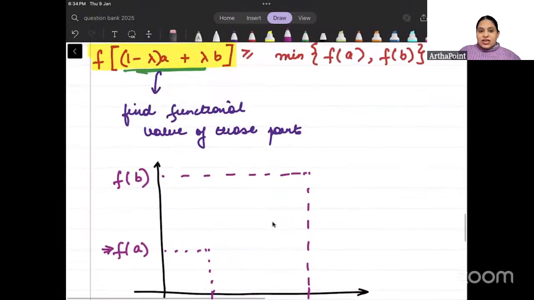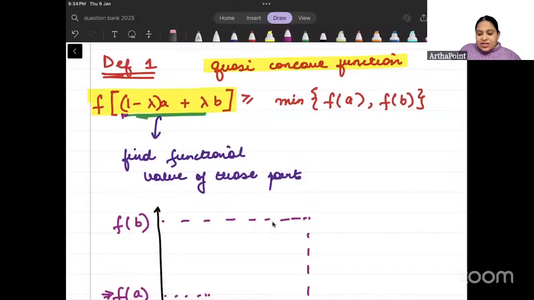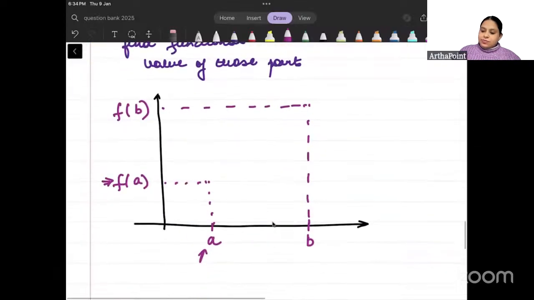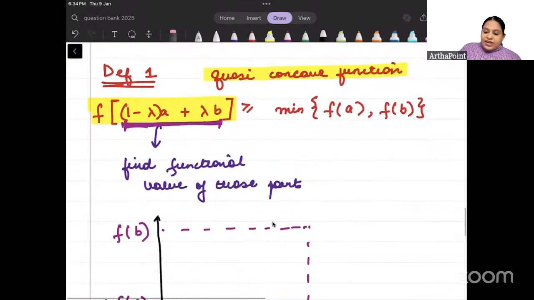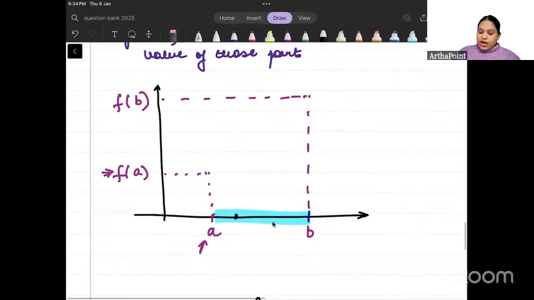Now what this is saying is 1 minus lambda A plus lambda B. It means that I am taking any point between A and B. Any point between A and B. And then I am finding its functional value. माने यहां से मैंने कोई भी पॉइंट उठाया और मैंने देखा कि उस पे फंक्शन का क्या वैल्यू है.